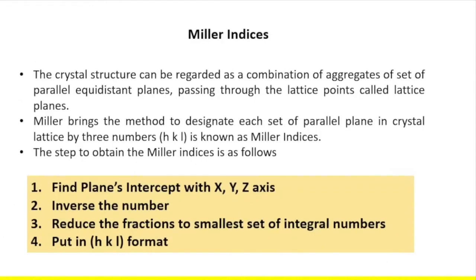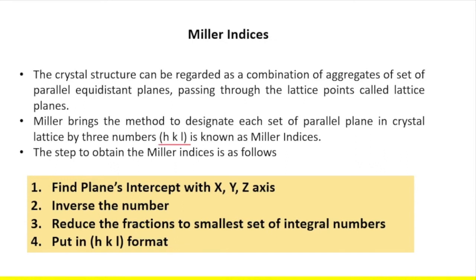Coming to the Miller indices, these are very important in the crystal structure, and they define a set of parallel equidistant planes passing through the lattice points, called lattice planes. Miller was a scientist who brought the method to designate each set of parallel planes in a crystal lattice by three numbers, h k l, which are known as Miller indices.